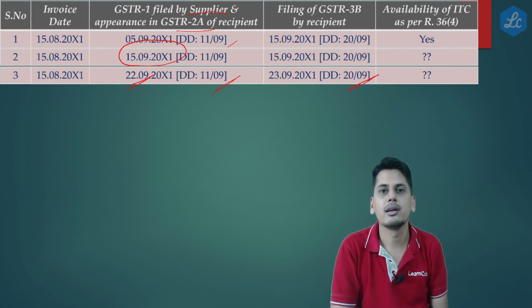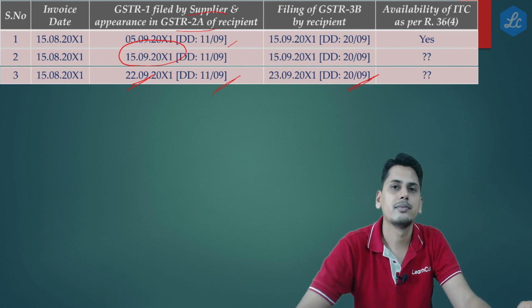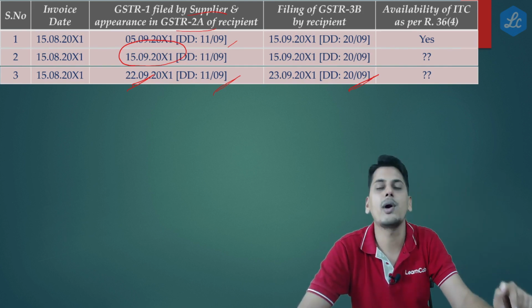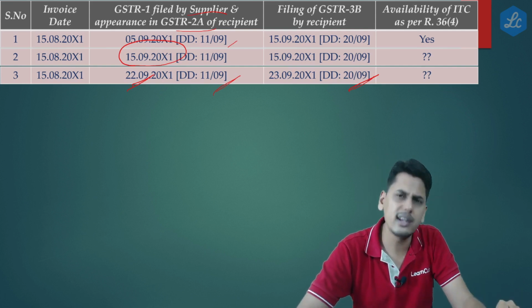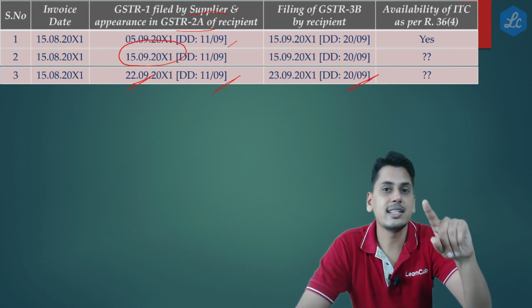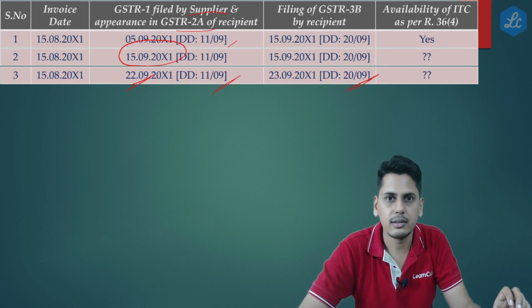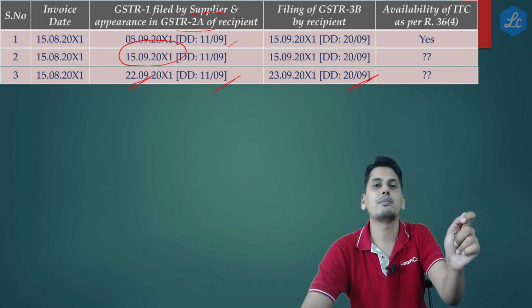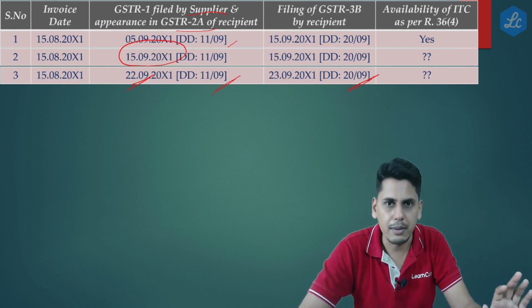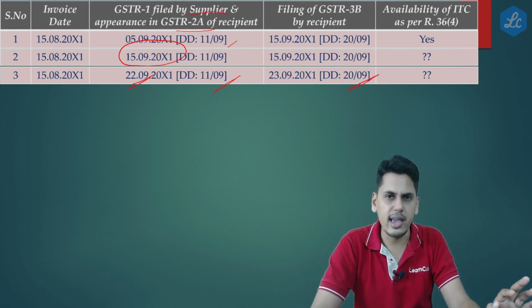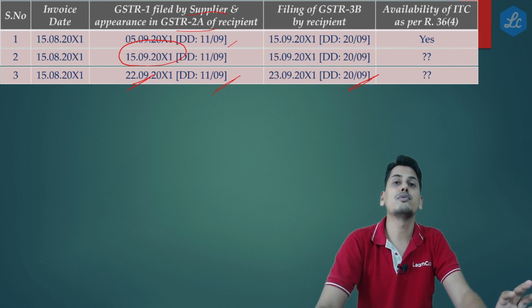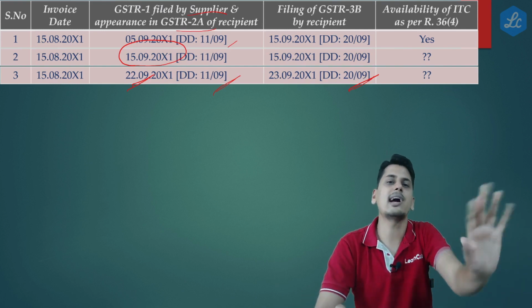The question is, if my supplier is filing the returns, which return? GSTR1, in a delayed manner, and it is appearing in my GSTR2A in a delayed manner. Point number 1, if my supplier has filed GSTR1 prior to the due date. Point number 2, what if my supplier has filed GSTR1 after the due date? Are both these scenarios the same? Ultimately, 36 sub rule 4 is saying he should file, whether within the due date or after the due date, it doesn't matter, he should file.